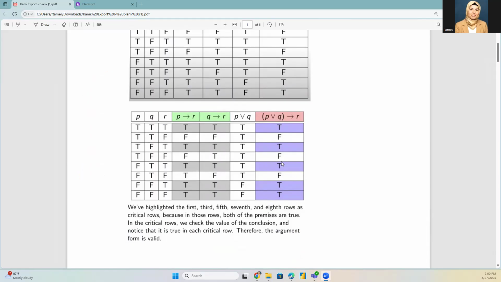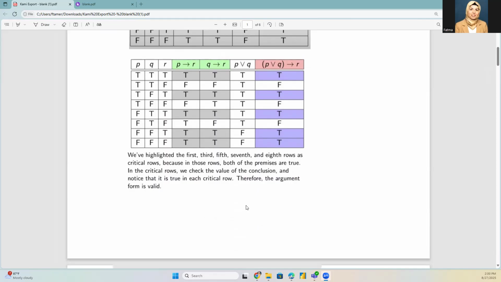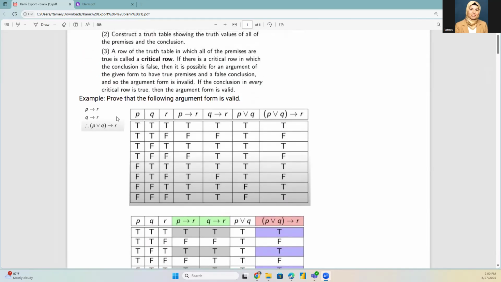Both of these are true. The conclusion is true. So here we have highlighted the first, third, fifth, seventh, and eighth rows as critical rows, because critical rows means both of the premises must be true. In critical rows, we check the value of the conclusion, and we notice that it is true in each critical row. Therefore, this is going to be a valid argument for this case.